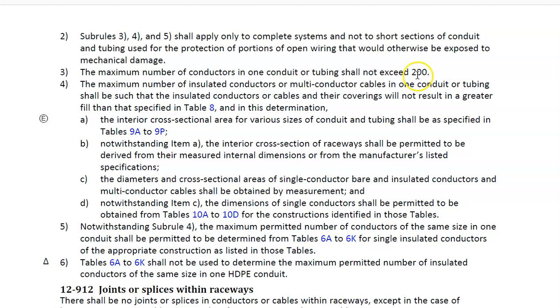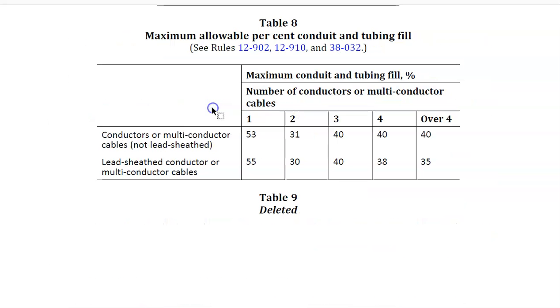But it said the maximum number of conductors or cables inside of a conduit shall be such that they do not result in a greater fill than that specified by Table 8. Stop right there. So the first thing that this rule says at the very top, and I know we want to read these ones, don't do it, but the first thing it says is we cannot fill to more than what Table 8 tells us to fill. So let's go to Table 8 first.